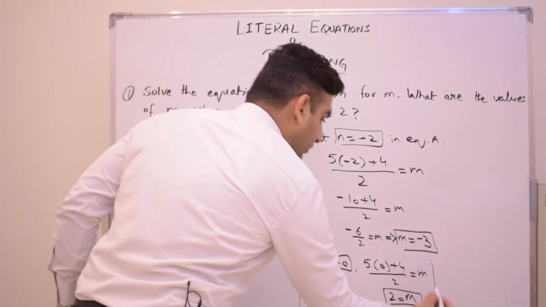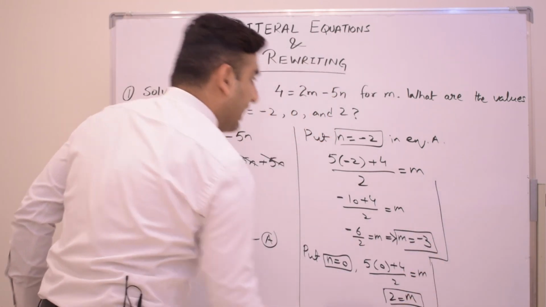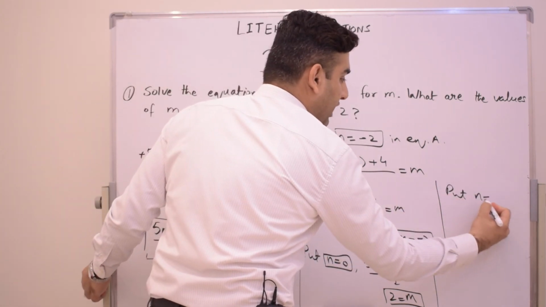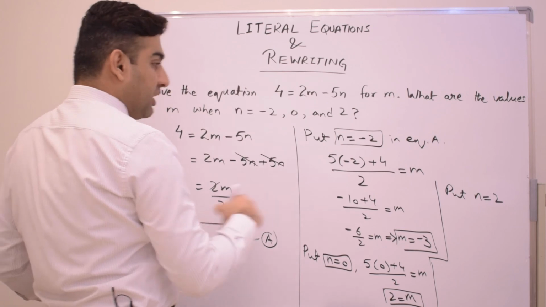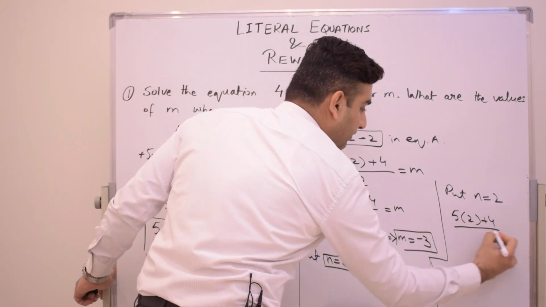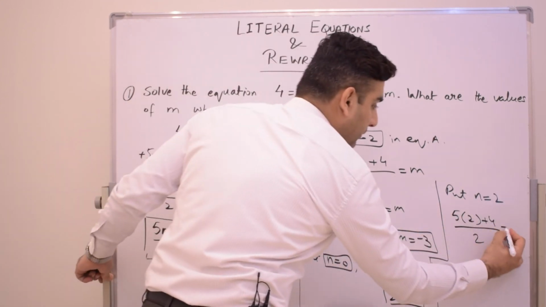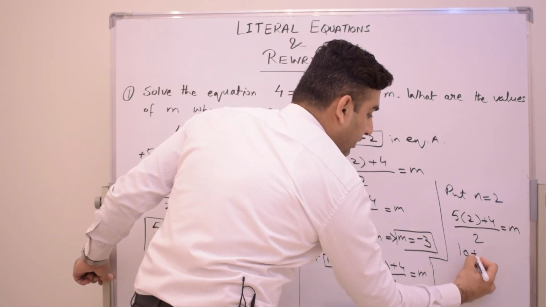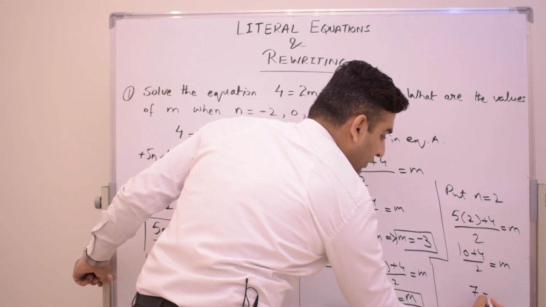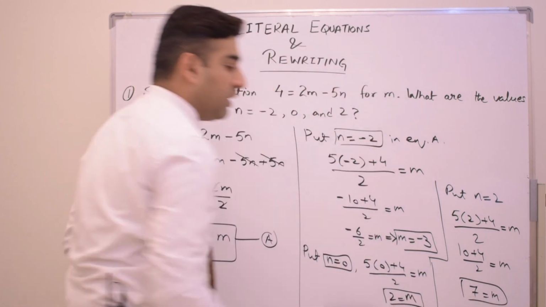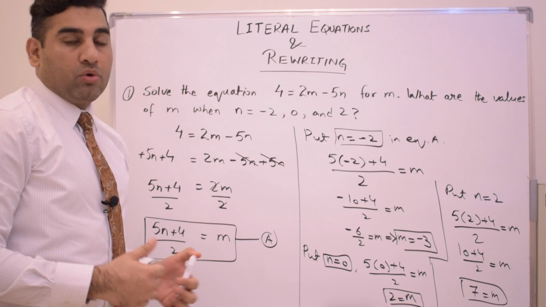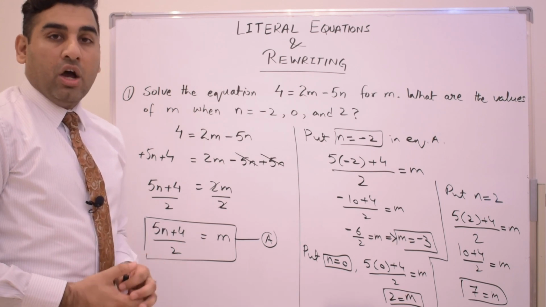Guys, the last value we have to calculate is for n equals 2. So put n equals 2 in this equation. You will get 5 times 2 plus 4 divided by 2 equals m. It will be 10 plus 4 divided by 2, and 14 divided by 2 is 7. So guys, we got the m values for the given n values, and I told you how to rewrite your literal equation. I hope you understand.